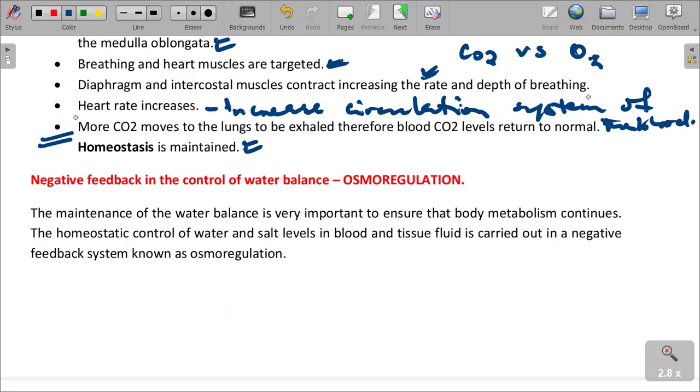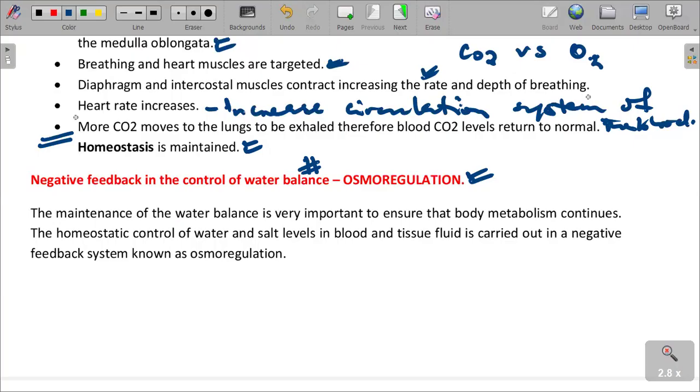So negative feedback in the control of water balance. I'm sure this is another concept which, class, you must not forget: osmoregulation. Osmoregulation is a negative feedback mechanism that works to strike a balance in terms of the water in the body. So the maintenance of the water balance is very important to ensure that our bodily metabolism continues.